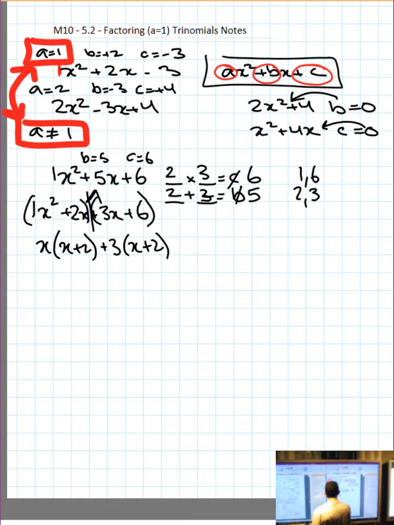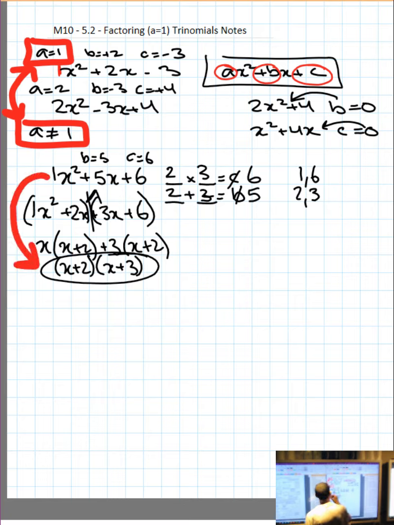Now, they both have an x plus 2. So we can take out an x plus 2. Where have we learned that? On the last page. And we're left with an x plus 3. Circle your answer. We've now successfully factored this to be that.